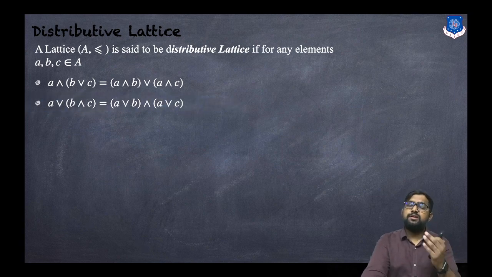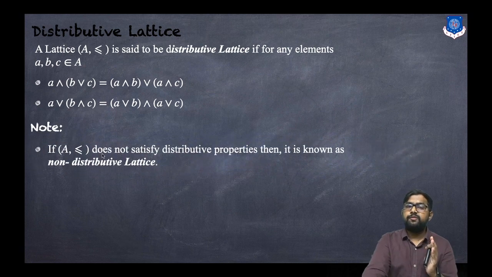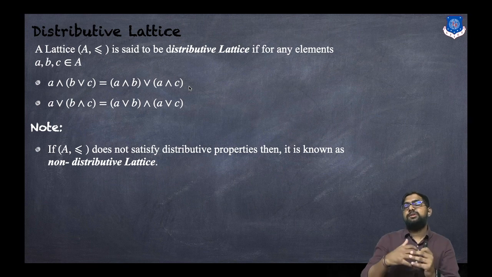And in the same manner, if we change the order of LUB and GLB, these two conditions have to hold. Fine. Note: if (A, ≤) does not satisfy this distributive property, then it is known as a non-distributive lattice. So it is just a lattice with the distributive property, and it is called a distributive lattice.